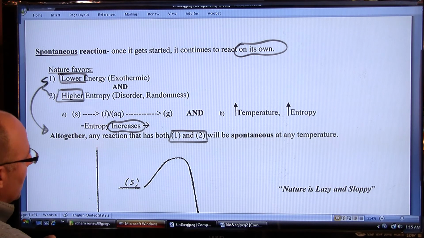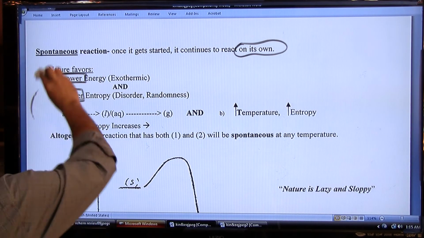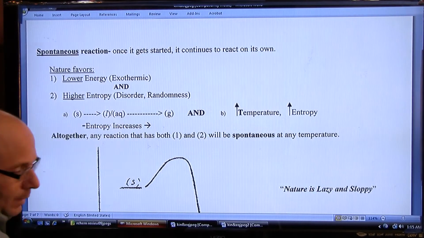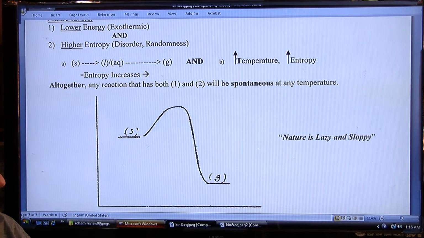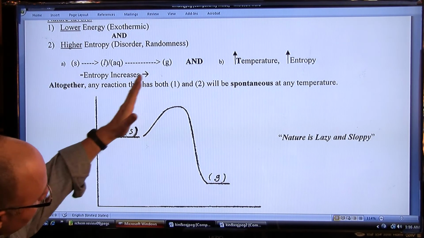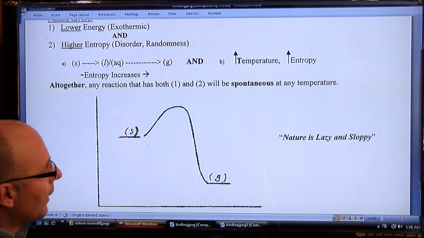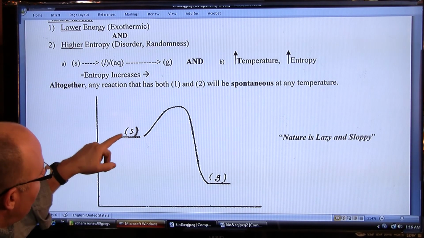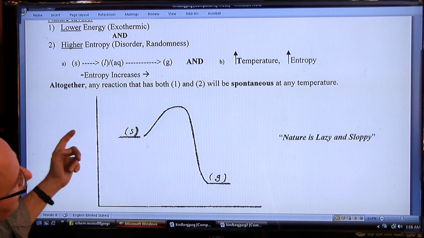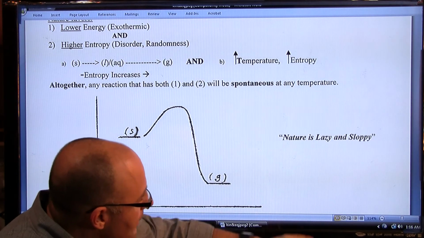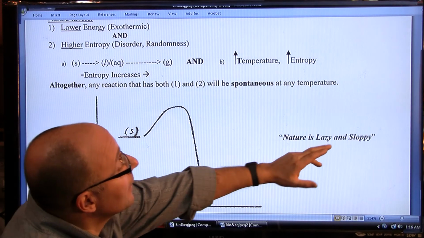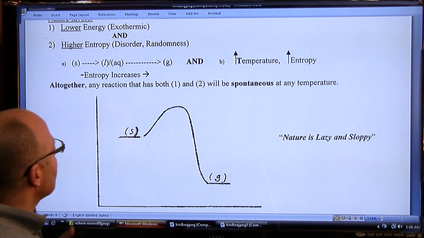I have here a diagram to help you remember that, about these two tendencies in nature, and that is the following. We have here an exothermic reaction, as you can tell. We end up lower than where we started, going from reactants to products. And we're going from the solid to gas direction. So, a release of energy and an increase in entropy. Easy way to remember that is nature is lazy. Lazy means lower in energy, and sloppy means disordered. So that might help you to remember that.